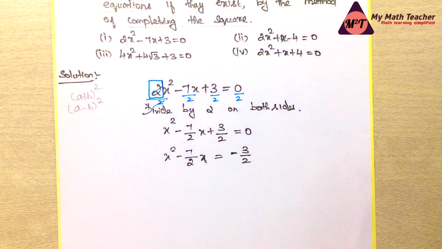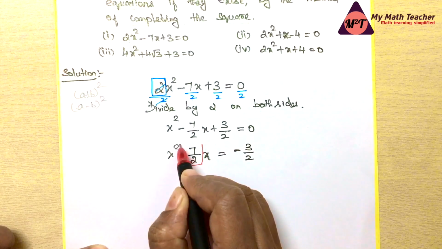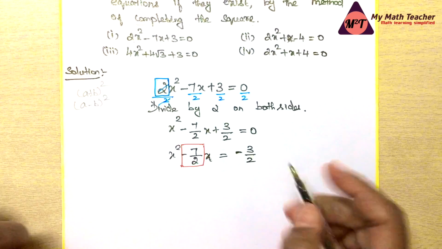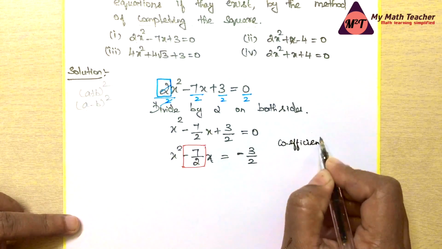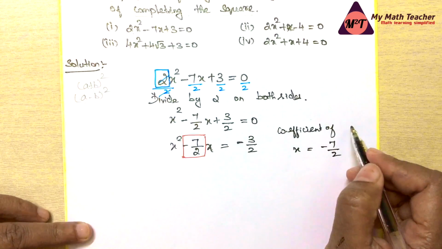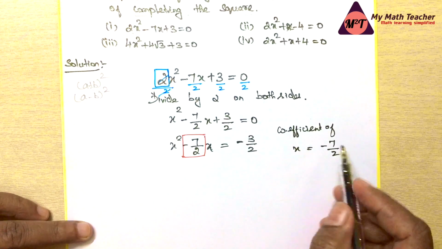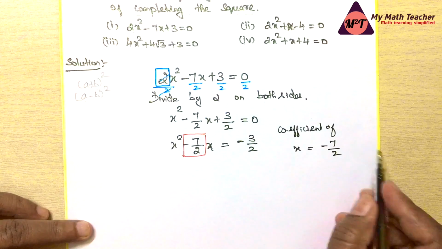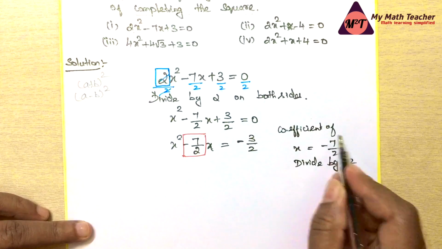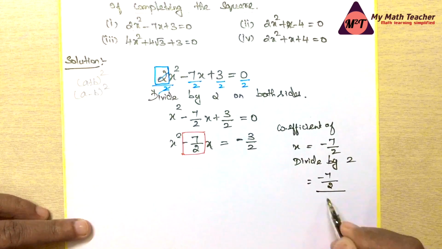Find the coefficient of x. Coefficient of x is this one, which I have highlighted with this red color, minus 7 by 2. So we can write like this. Okay, so coefficient of x is minus 7 by 2. Now what we are going to do is we are going to make it half. Half means we are dividing by half. So divide by 2. Only this numeral. So what we are going to do is minus 7 by 2 will be divided by 2.